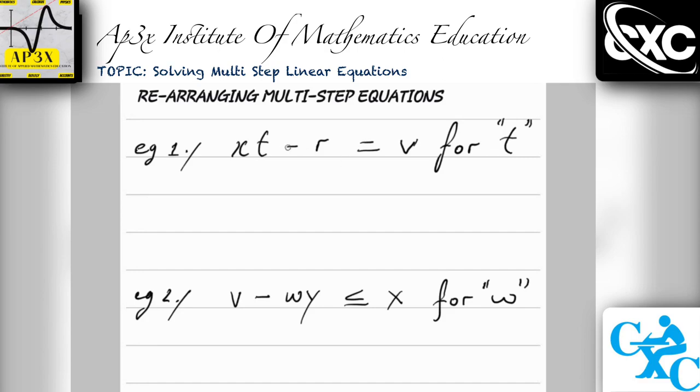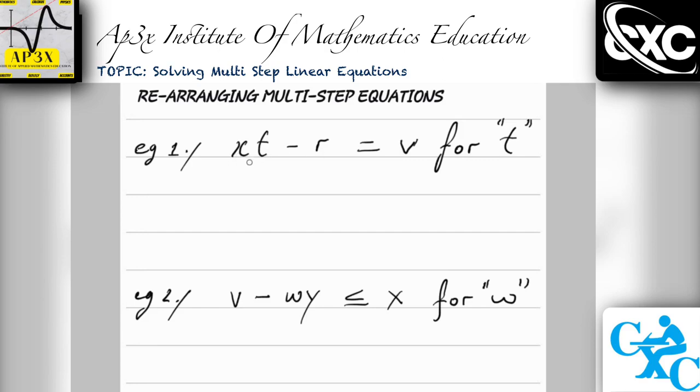All right, so here we have xt minus r is equal to v, and it says here that we need to make t the subject, so t needs to be isolated. Now, how do we actually solve this equation? What we're going to be doing is trying to isolate the variable one by one. So we're going to be removing first the r, then we're going to be removing the x.